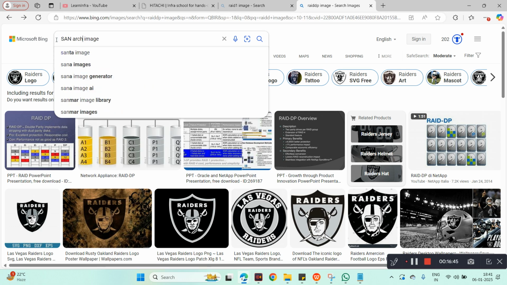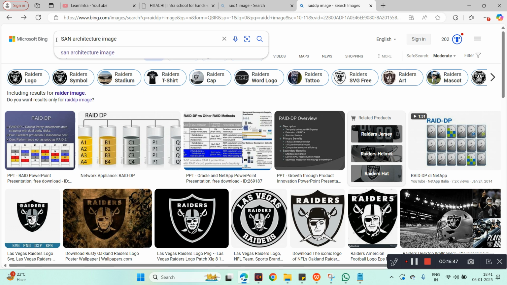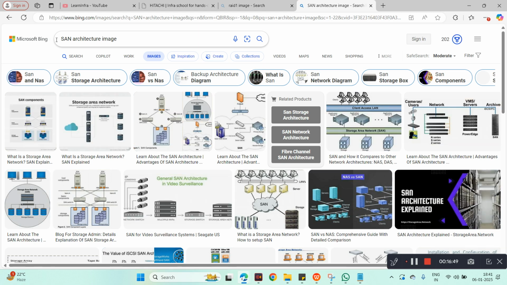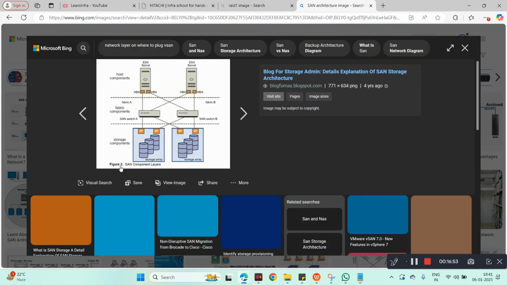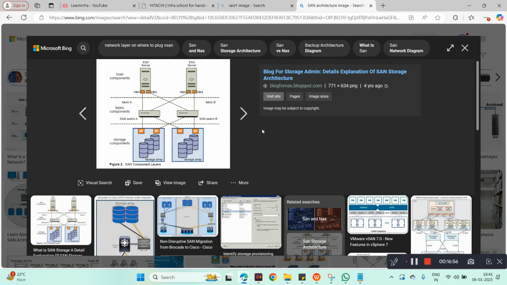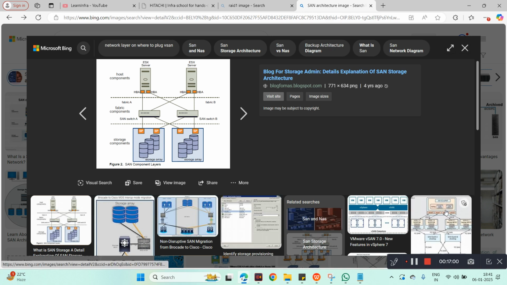SAN architecture, I have explained this in quite some detail yesterday. Yeah, this is a good one. This is a good one, but let me just do something else.